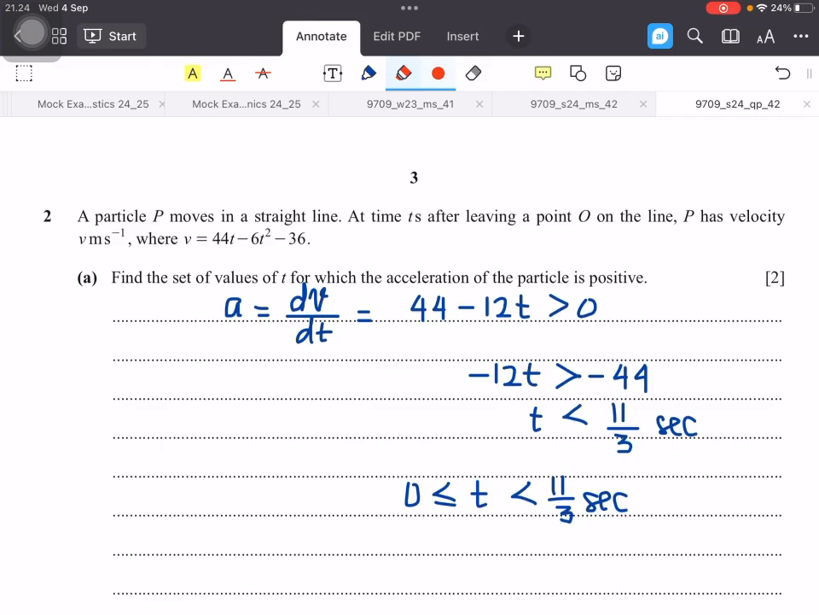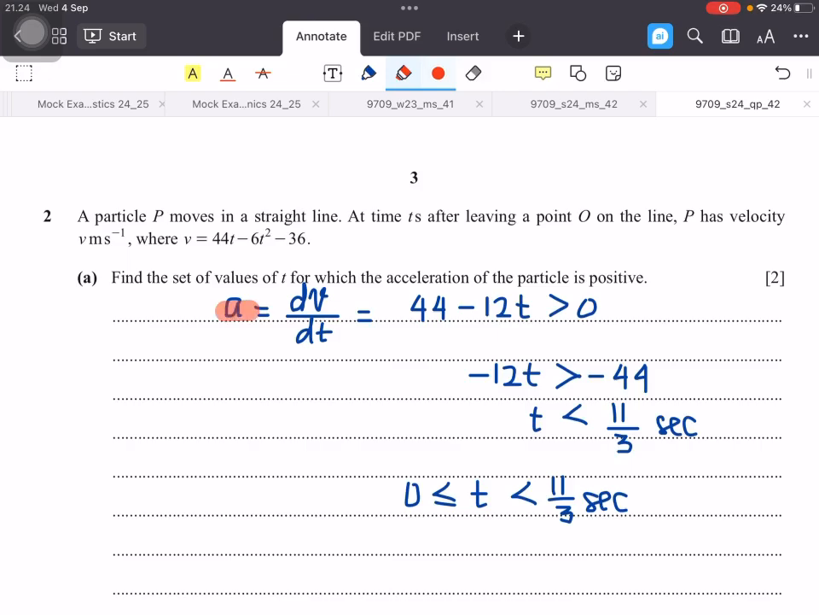Question 2. A particle P moves in a straight line. At time t seconds after leaving a point O on the line, P has velocity v meters per second, where v is equal to 44t minus 6t squared minus 36. A. Find the set of values of t for which the acceleration of the particle is positive.